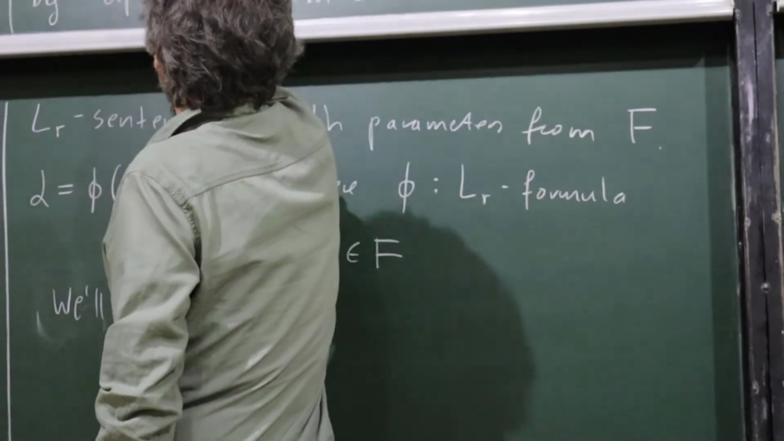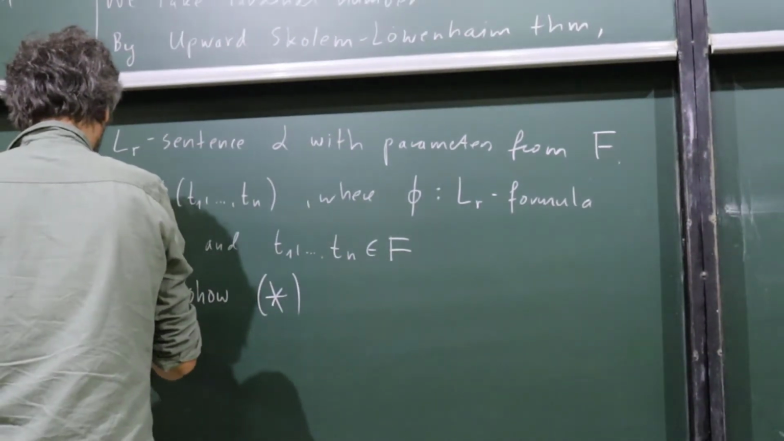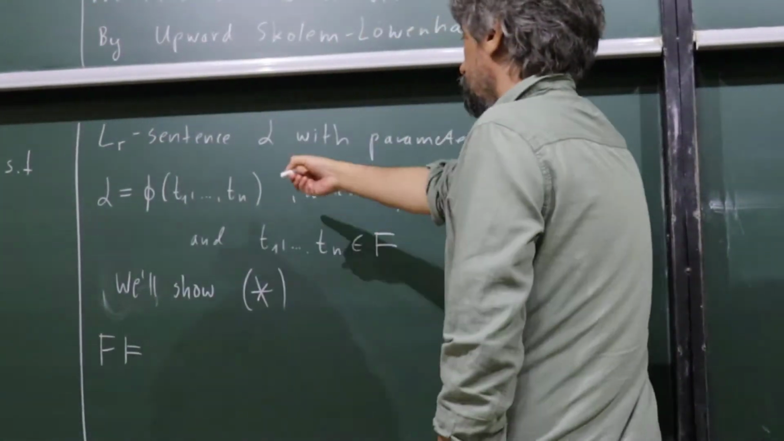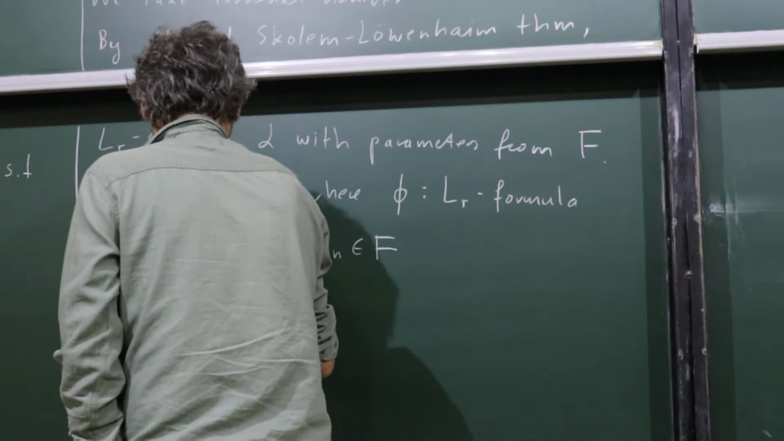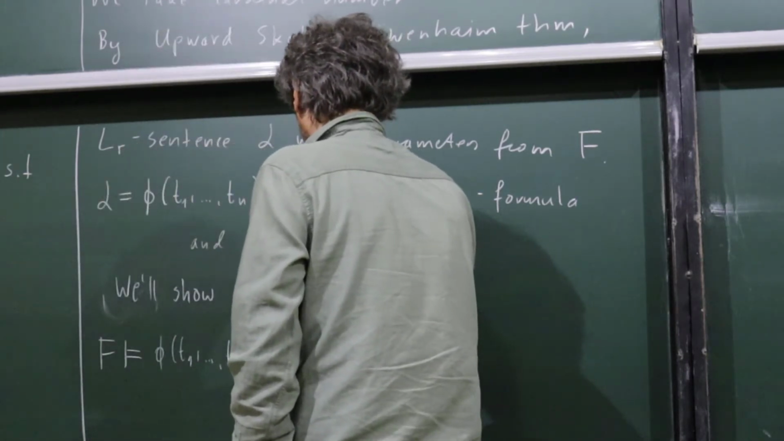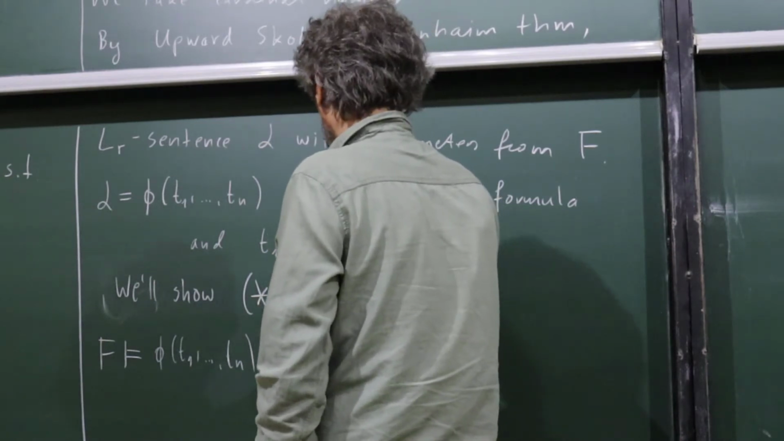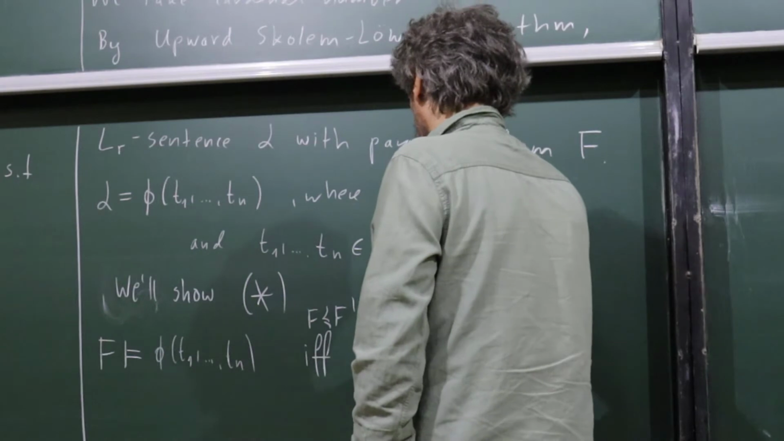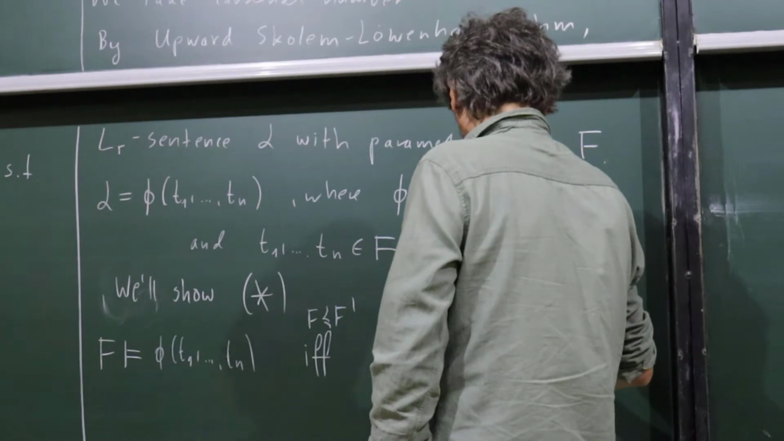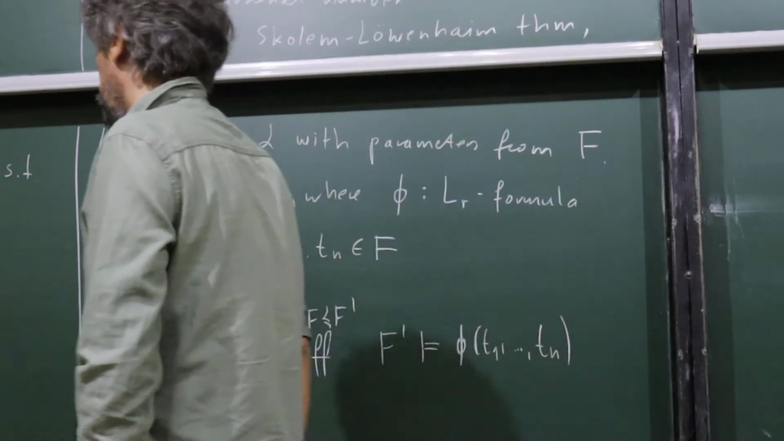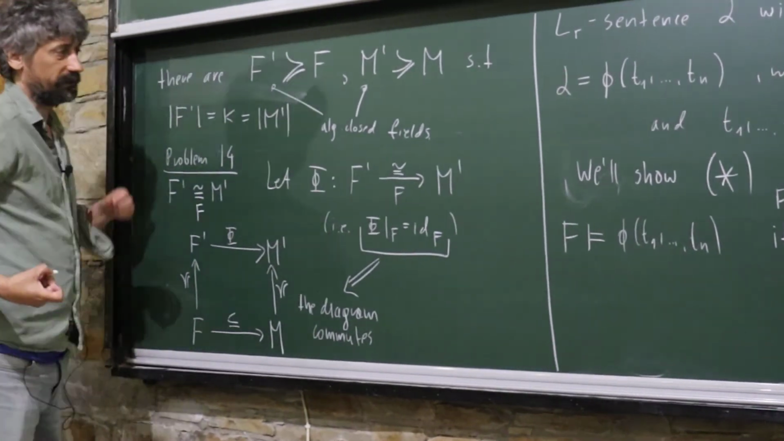So we will just show that this is equivalent to this. So if in F this is satisfied, okay, this is satisfied in F, we cannot leave because of elementary extension. It is satisfied in F prime. So now there is this moment when it becomes important that this one preserves parameters from F.